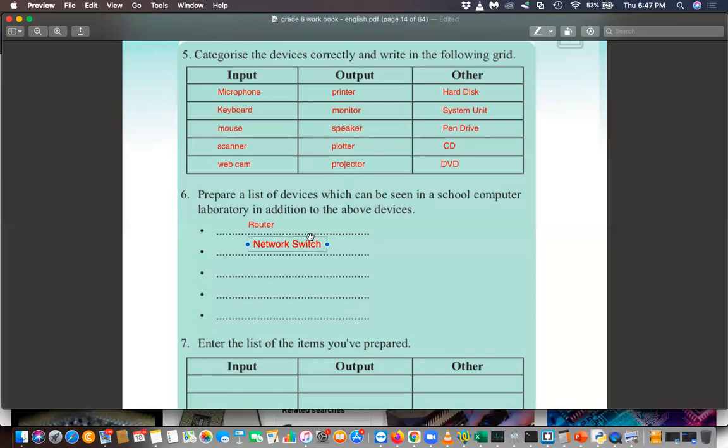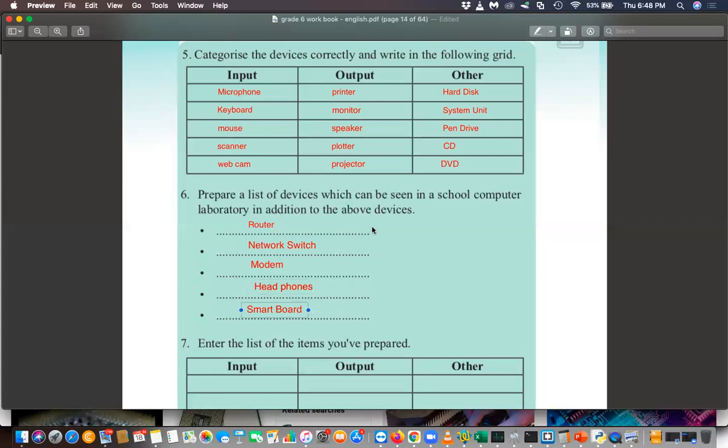Projector, yes, we wrote it above, right? We wrote it above, but projector you can see. Modem can be, yes, modem. Anything else? Printer, yes, we wrote this. What is that again? Headphones. Anything else that you can see in the lab, which is not listed here? Smart board. In new computer labs, you have smart boards.